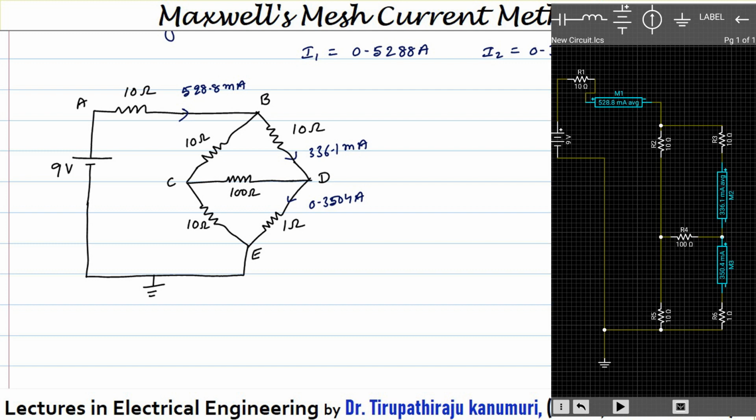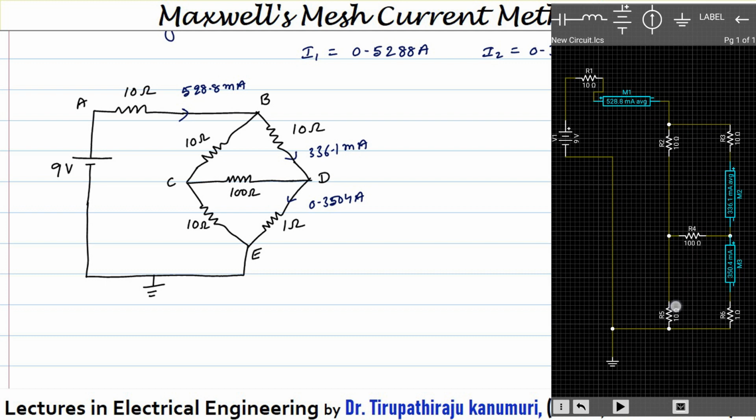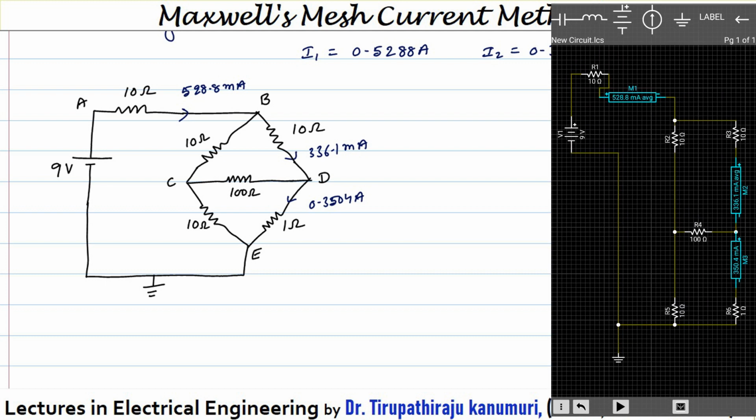You can see the value of the current I1 is 528.8 milliampere. Same thing we got theoretically. The value of I2 is 336.1 milliampere. We got the same. And the value of I3 we got as 350.4 milliampere practically. Same thing we got theoretically also. From this we can conclude that Maxwell's mesh current method is verified using Circuit Safari software.